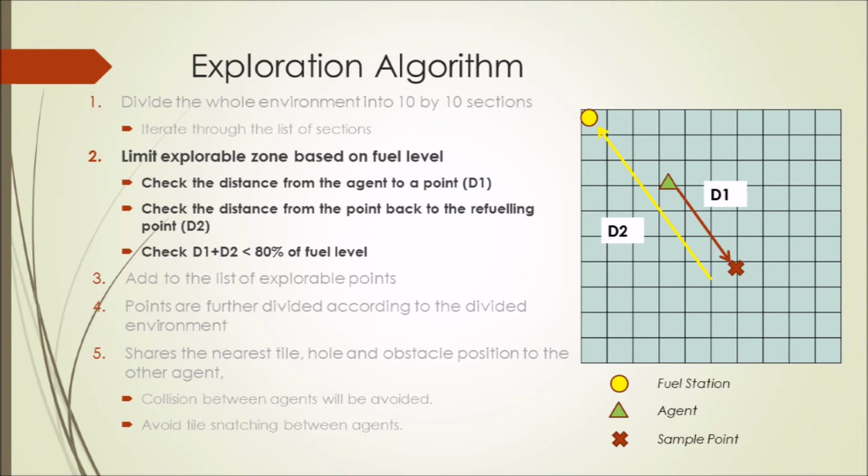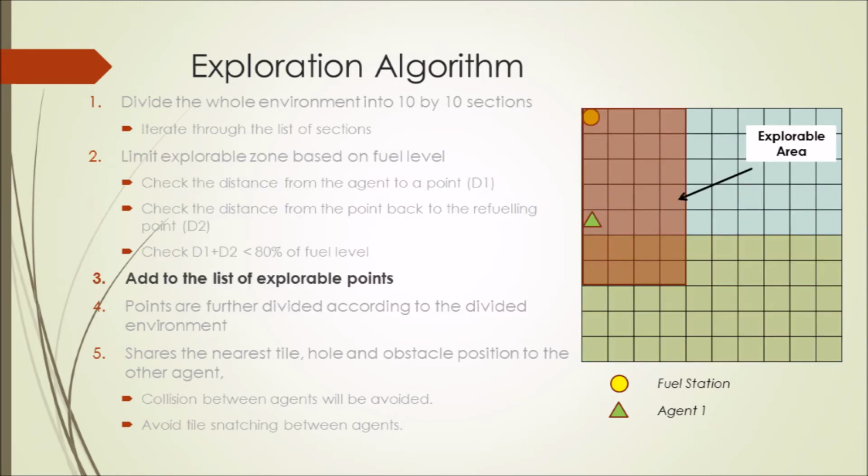By checking the current fuel level, it also ensures that the agent is able to move to the point without having the risk of running out of fuel midway. The agent will then add this section, highlighted in brown color, to the list of explorable points. With more explorable points, many areas can be extended and explored to ensure full coverage of the entire environment.